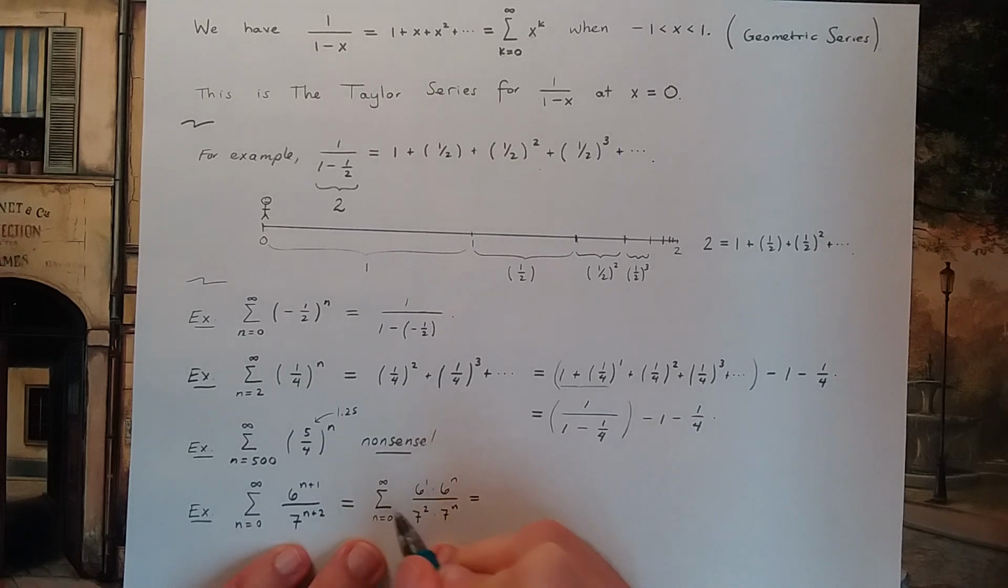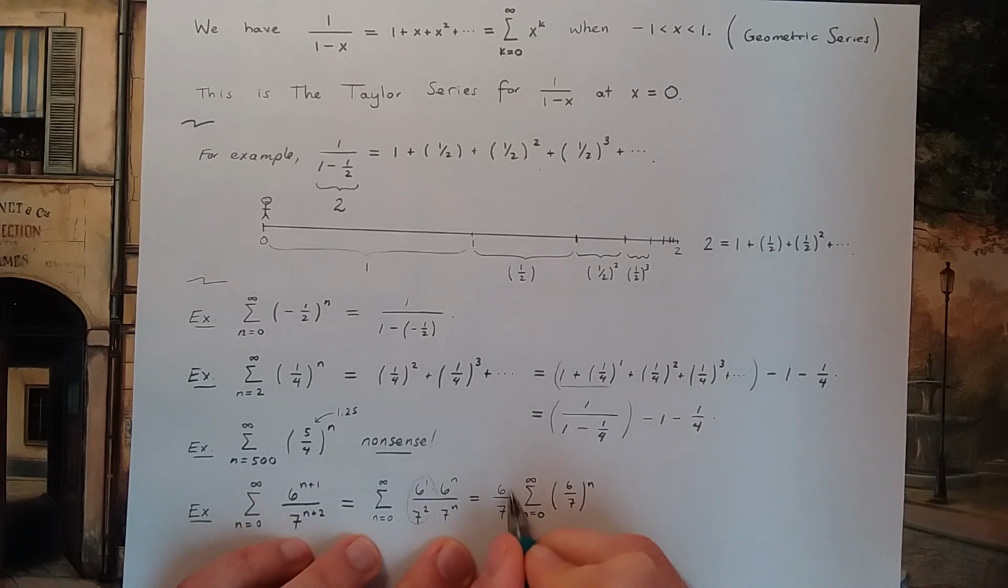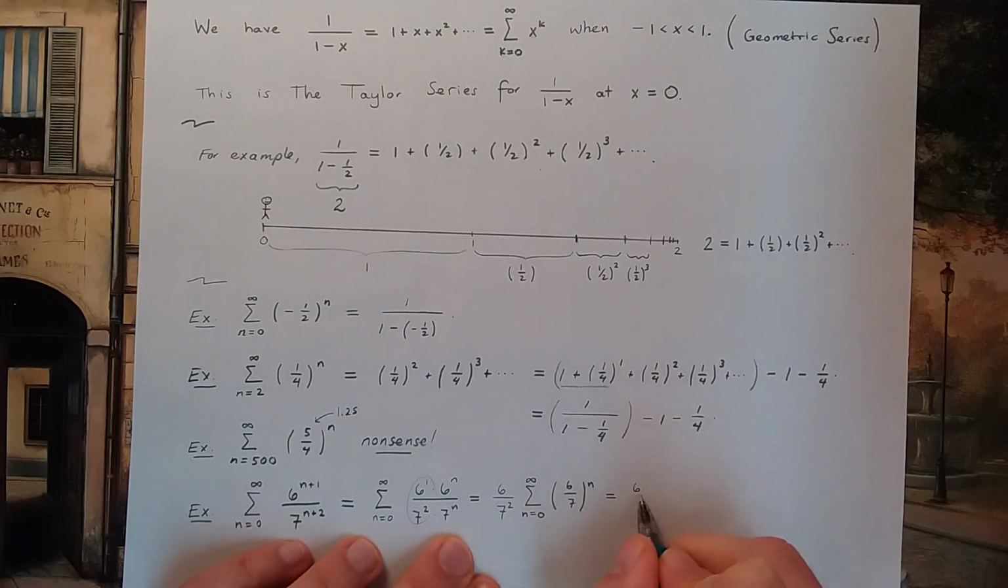This sigma notation stands for addition. So I could factor terms out of addition. This is the same as 6 over 7 squared, the sum going from 0 to infinity of (6/7) to the n, factoring out this constant term in front. Now I can use a geometric series with x equals 6/7. So the final answer is 6 over 7 squared, 1 over 1 minus 6/7.